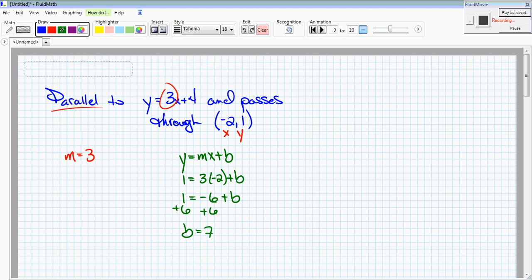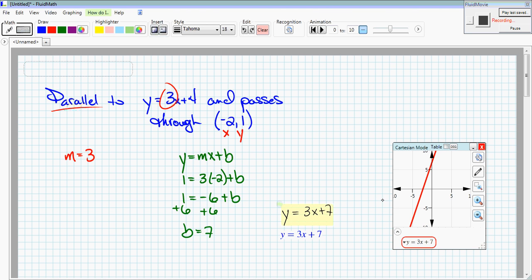Therefore, the equation of our line, I'll go ahead and write it in math form so I can graph it, is y equals 3x plus 7. If I graph that, I need to make sure that it passes through the point -2, 1. I didn't want it to be included in that box, so I'll move it up a little bit. So -2, 1. In fact, -2, 1 is on it.